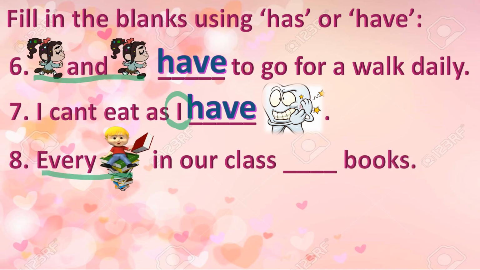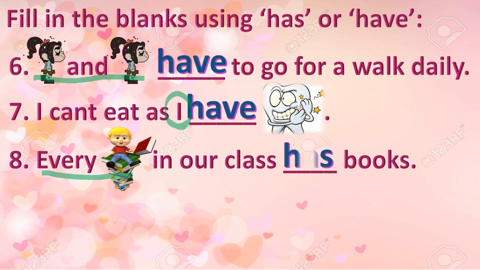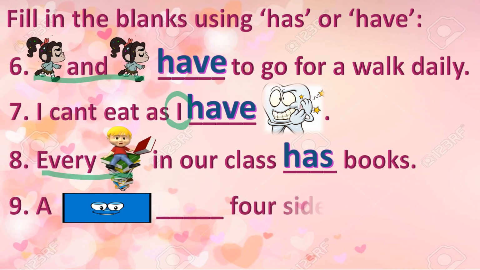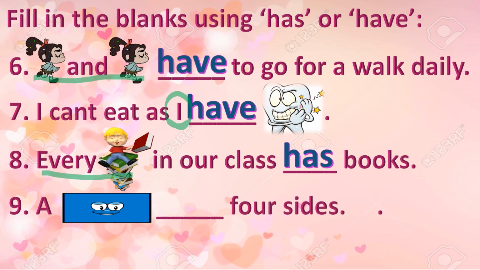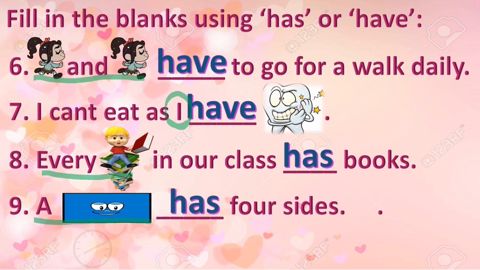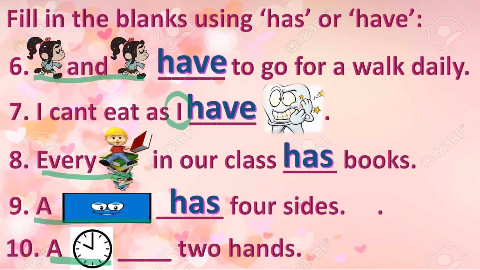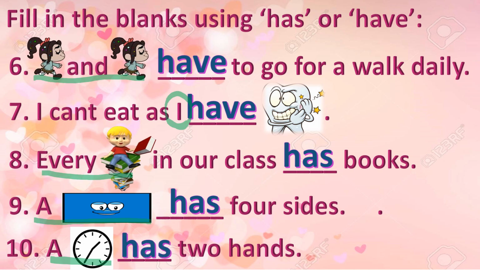Next, every boy in our class dash books. Now every boy is a singular subject. Every boy in our class, and we are showing possession, so we'll use the helping verb has. A square dash four sides. I'm sorry children, it's a rectangle, sorry. A rectangle, singular subject, so has. And the last one, a clock dash two hands. Now here a clock is a singular subject, so with a singular subject we use has.